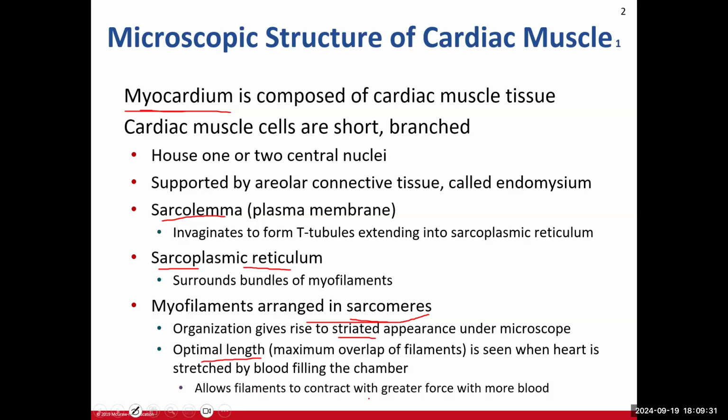And so that allows those muscle cells to contract with greater force, because obviously the more overlap or connections that you can form between actin and myosin, you can get a stronger muscle contraction. You get a stronger muscle contraction, we can generate more force. We can pump more blood. Because that's the job of the heart, pumping blood.